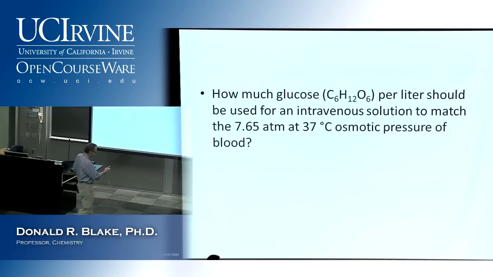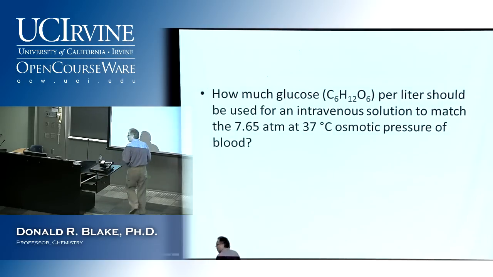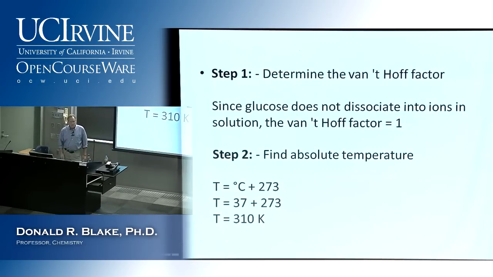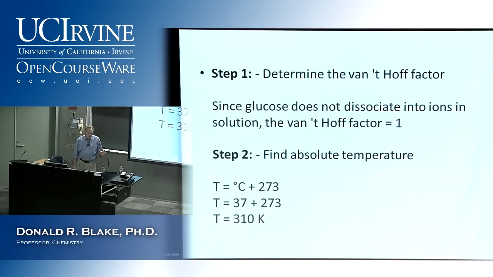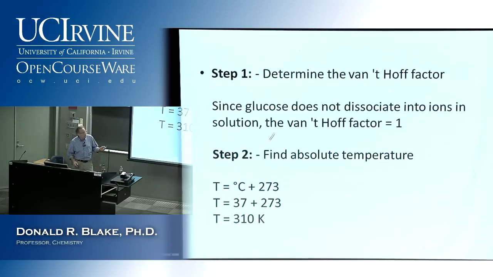So folks, you've got that right there. That's the pressure, okay? You've got the pressure, you've got the temperature. So all you gotta do is figure out the molarity. Pretty darn easy. So don't forget, you gotta have it in Kelvin, okay? Those delta T's were changes. Anytime you use a T, it's Kelvin. So we have 310. Van 't Hoff was one because it's a non-electrolyte.